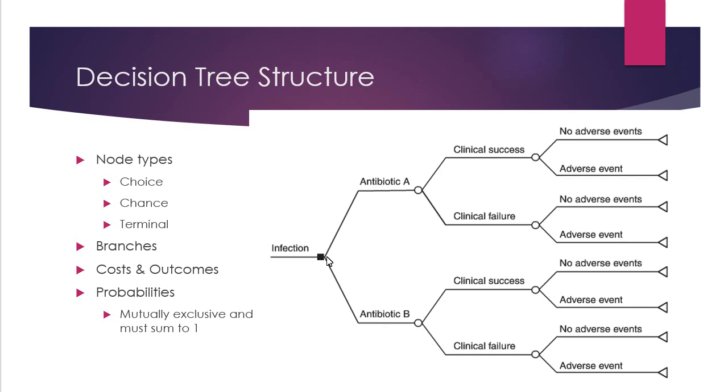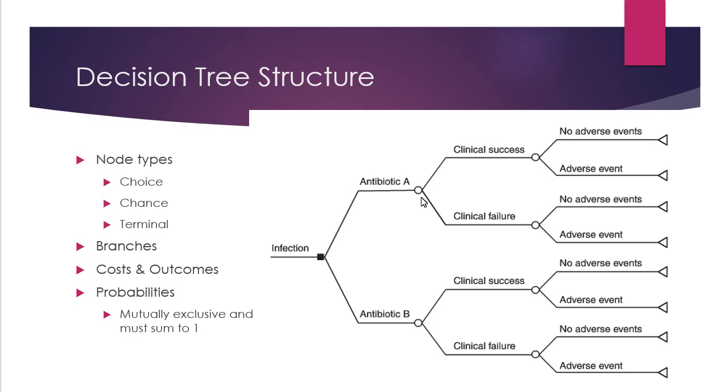So there's a choice node, and then once you have made a choice, let's say you've picked to use antibiotic A within the hospital environment, then there's a chance or a probability associated with the use of antibiotic A that you'll have a clinically successful outcome, or there'll be clinical failure, right? So the node at this point over here is called a chance node, because you are not certain of the outcome associated with the use of that antibiotic.